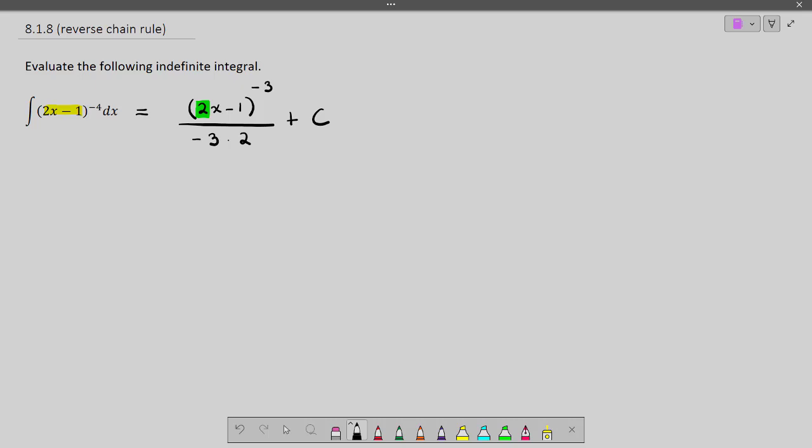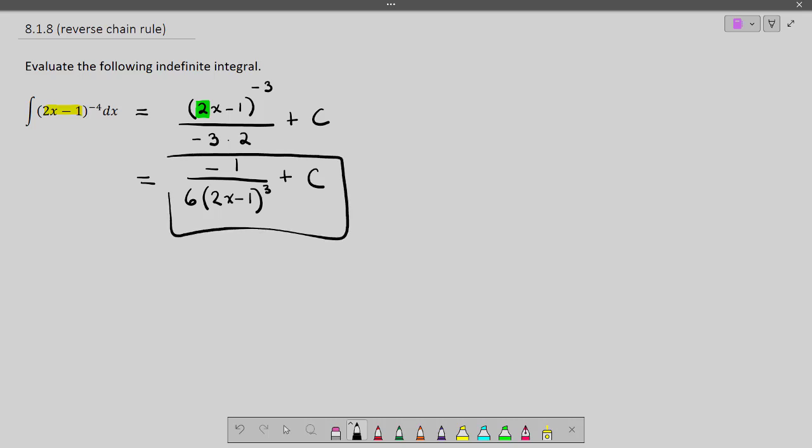So that would be integrating using reverse chain rule. So power rule first, add 1, divide by the new exponent, and then divide by the derivative of the substitution or the base. And so if we simplify this, we would normally write this as negative 1 over 6. We generally try to get rid of negative exponents. So that would be our final. Any questions on that?